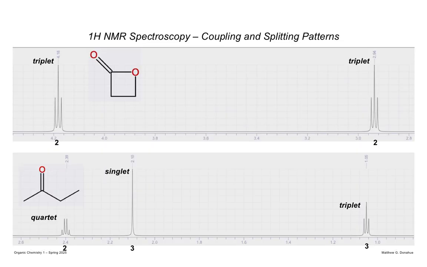So we'll spend the next little bit of lecture here talking about coupling and splitting. Once we get through that, we'll do another one of those workbook problems. So as you see in our two compounds that we had come up with, the ester and the ketone, I've just labeled now these signals triplet and triplet, and then for the ketone, quartet, singlet, and triplet.